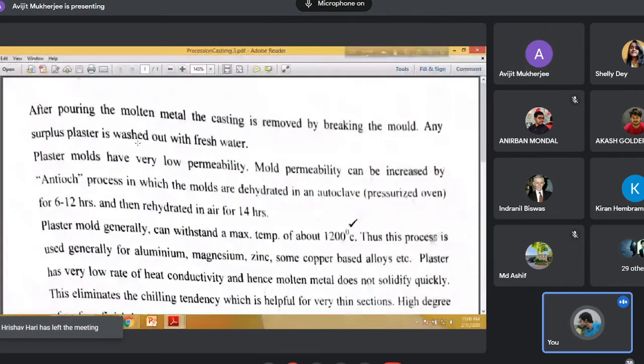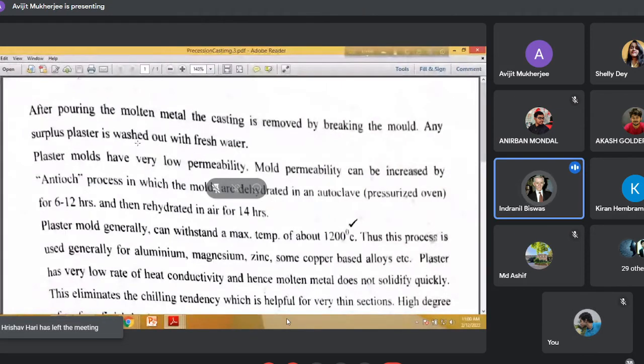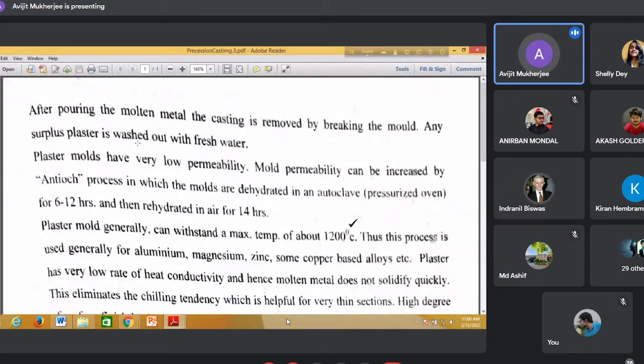Why are you rehydrating it? Dehydration followed by rehydration is known as the Antioch process. You dehydrate the job in an oven, an autoclave. An autoclave is a pressurized oven where both pressure and temperature are controlled, and then immediately rehydrate the job. So this is the process to enhance the permeability. Antioch process.